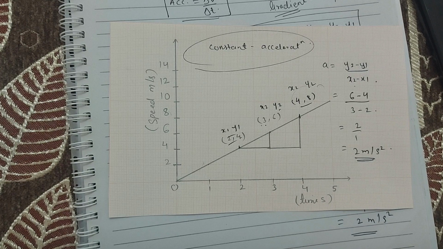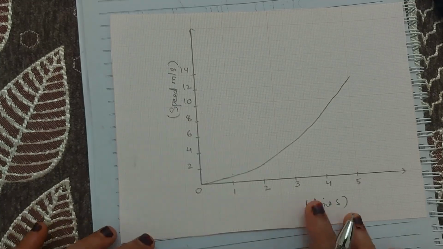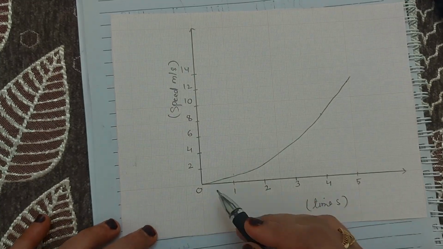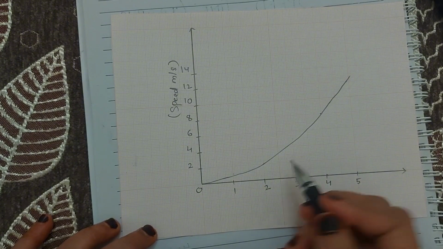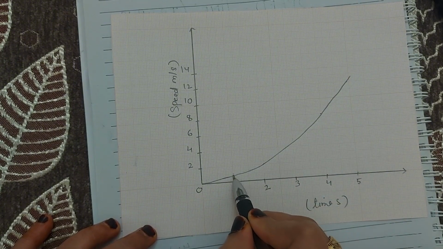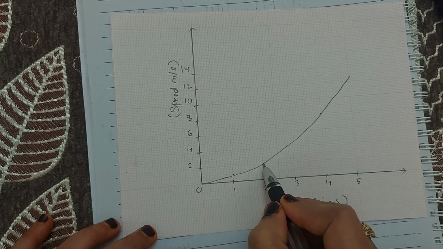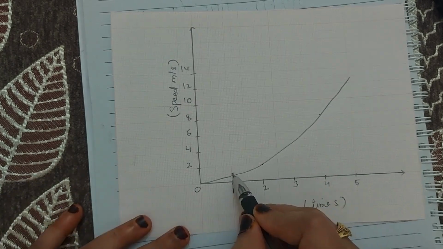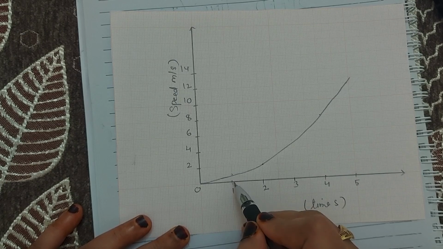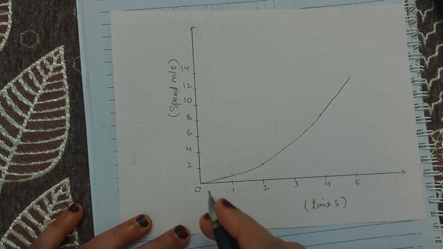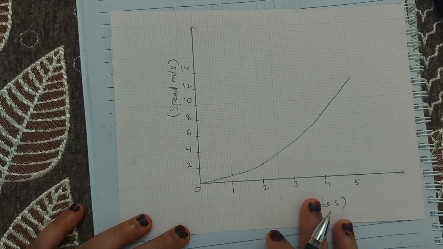Let us see the third graph. Now look at this graph. There is no constant change in speed or velocity. As you can see, for 1 second, speed is somewhat like 1 meter per second. Then for 2, it is 2. Even for 1 second, speed is less than 1, then 2. So there is no constant change in the speed.